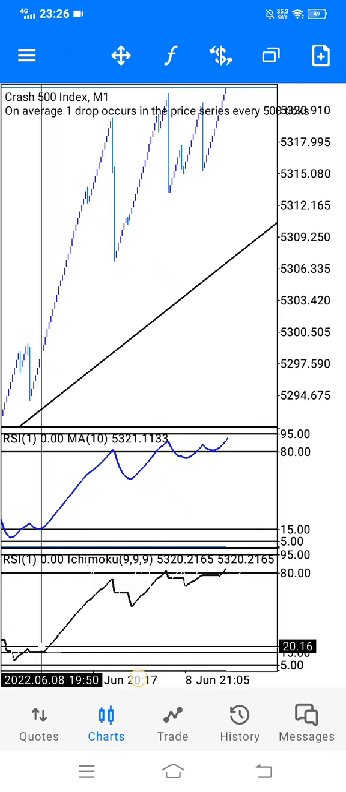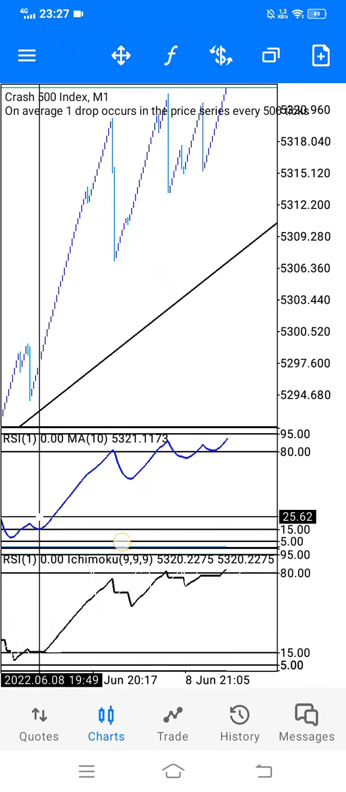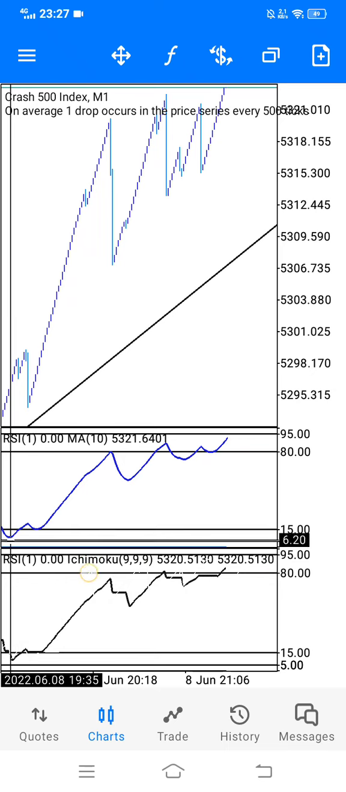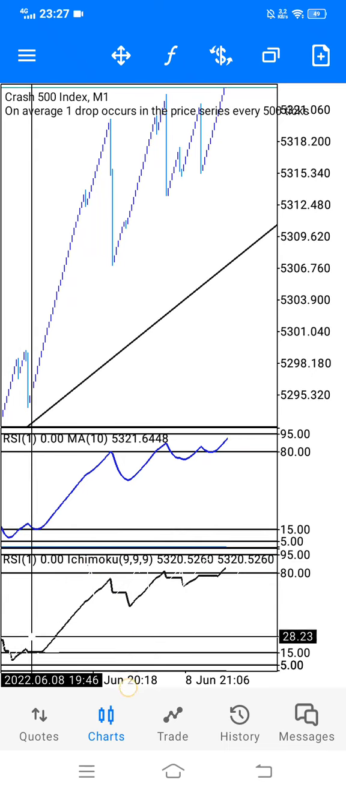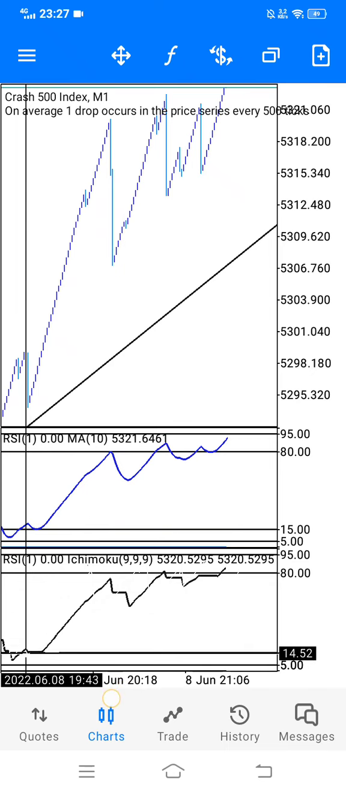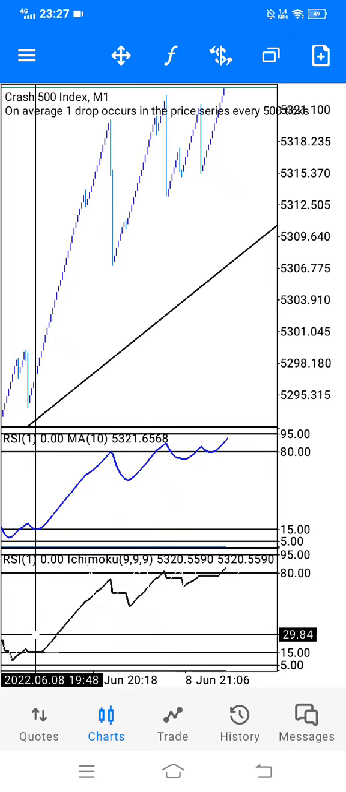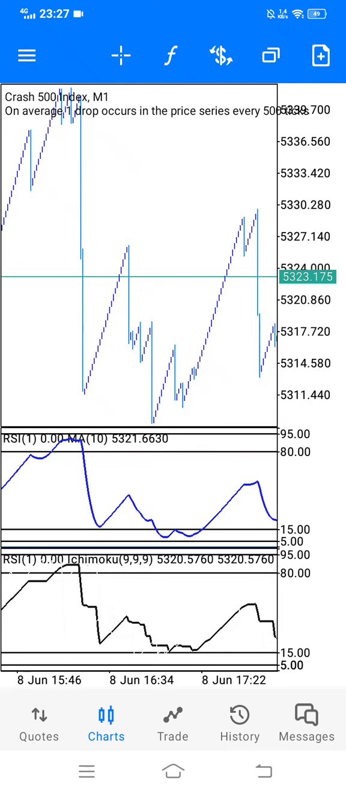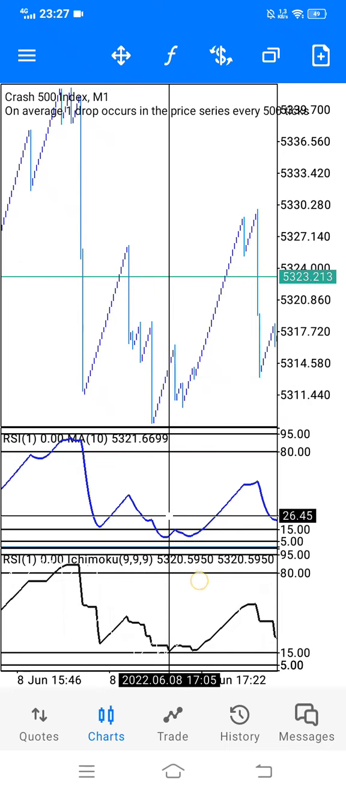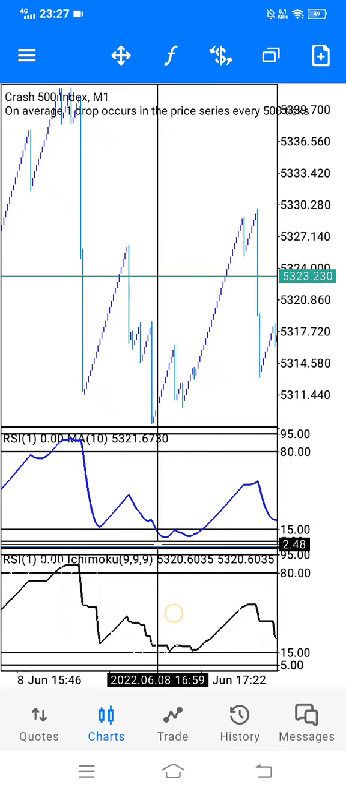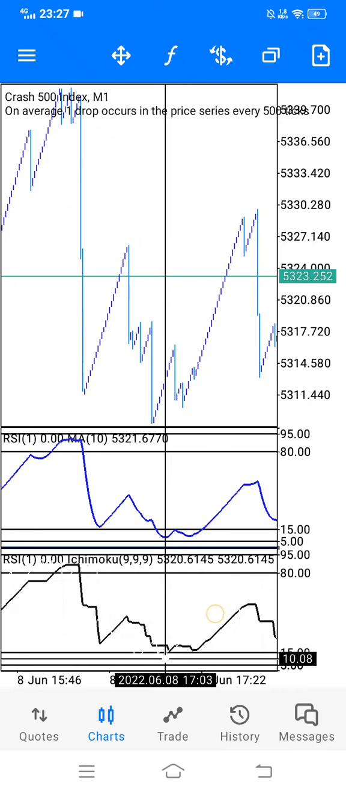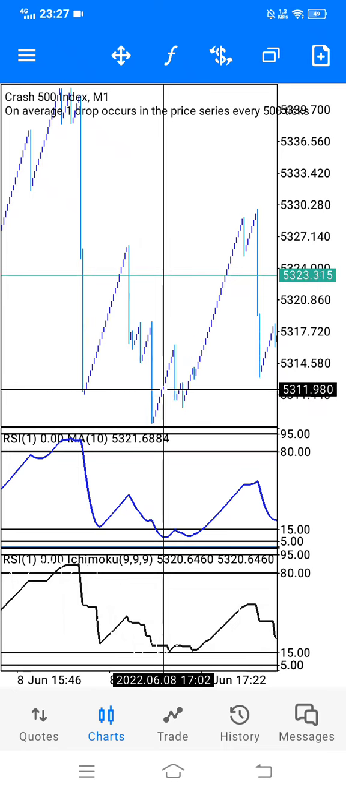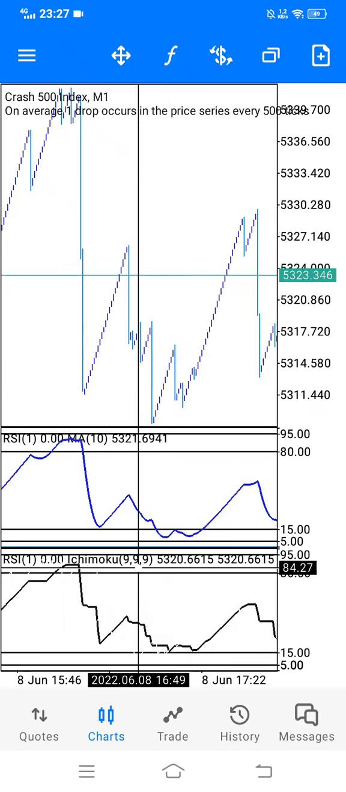Right over here we have a confirmation. So here we have the moving average in between the levels. We have the Ichimoku bouncing off level 15. You enter the trade, take your 5 candles and you close. Over here we have another example. Moving average in between level 15 and 5. Ichimoku at level 15. You enter the trade. You take your 5 candles and you close.